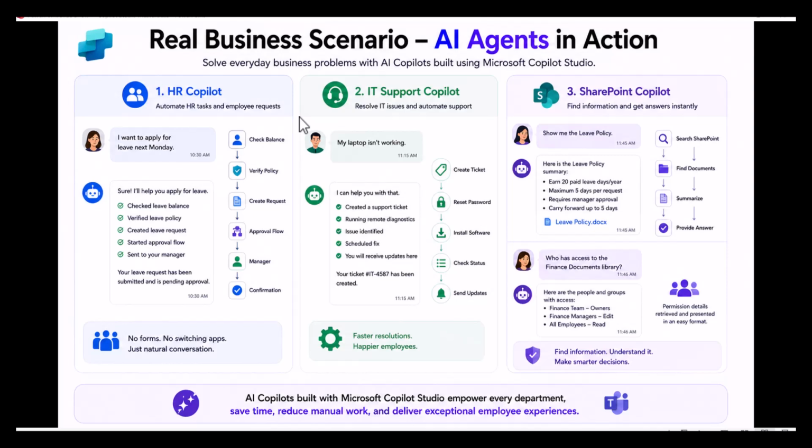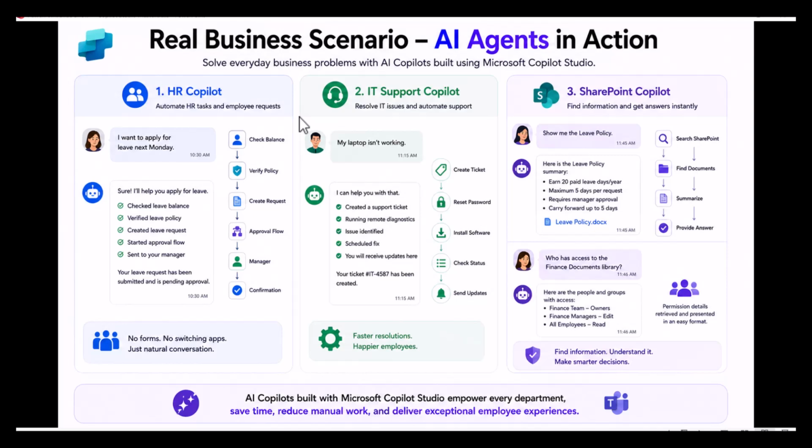It creates the leave request. It sends a Power Automate approval flow. It sends a request to the manager. After approval, it sends a confirmation message back to the employee. Notice something important. The employee did not fill out any form. They did not open multiple applications. They simply had a conversation. That's the power of AI agents.